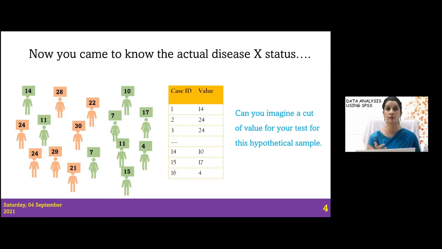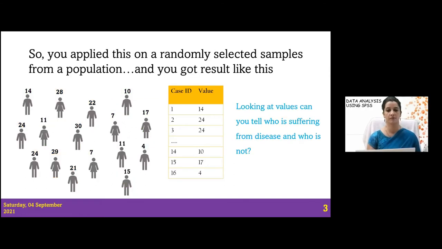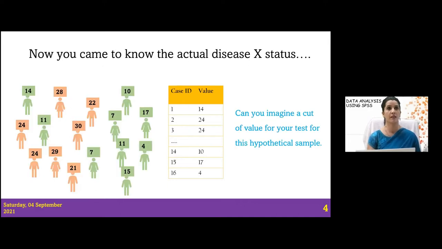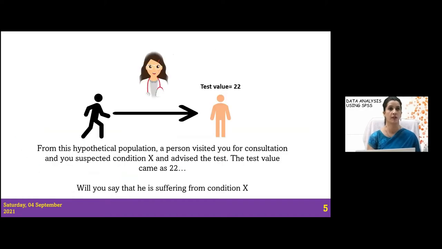Because if you see the previous example, here you cannot say who is suffering from disease and who is not, because the actual disease status of that person is not known. But if you know the disease status of a person through some gold standard, then you can say what the cutoff value is. Now see this situation. From this hypothetical population, if a person visited you for consultation and you suspected a condition X and advised the test, and the test value comes as 22.